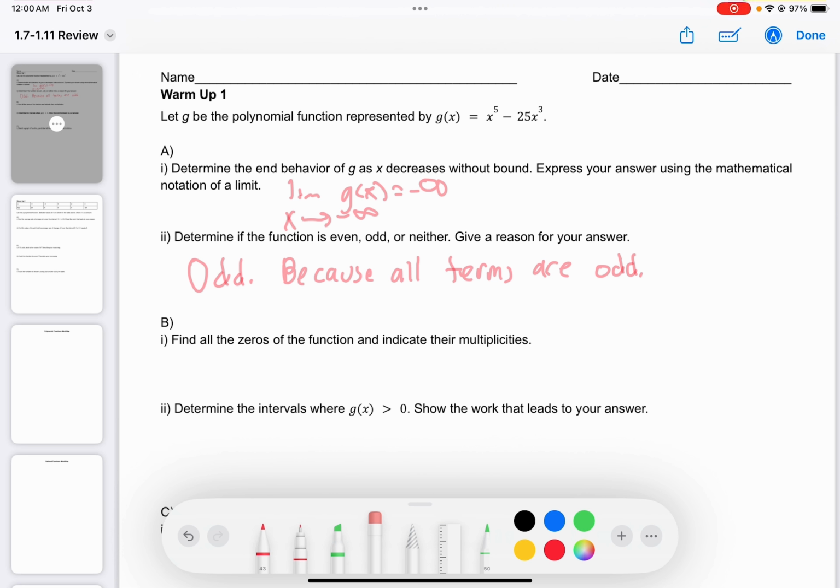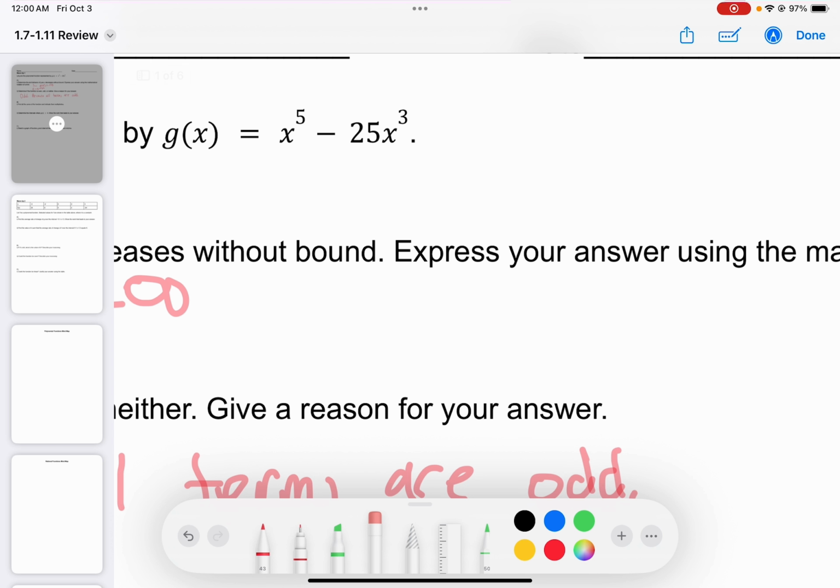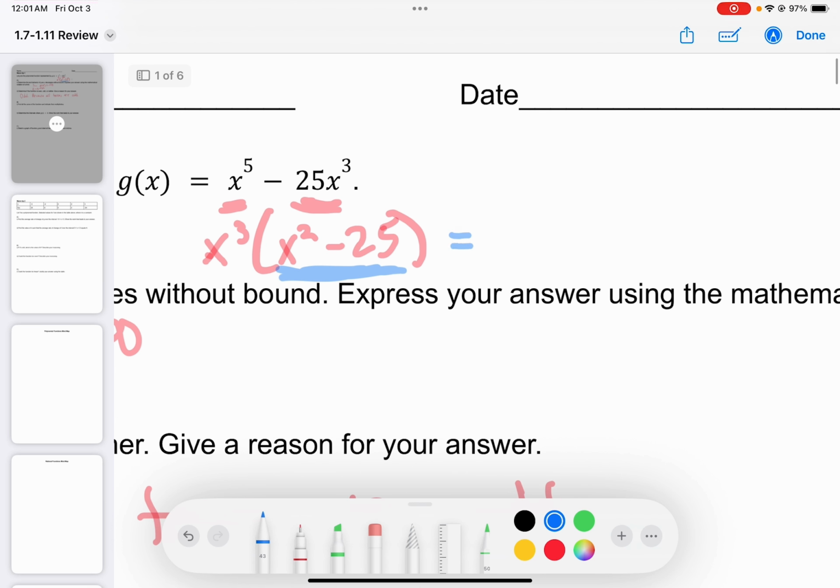All right, part B, find all the zeros of the function and indicate their multiplicities. Well, this was given to us in standard form, but for us to find the zeros, we need to be in factored form. So I'm going to need to factor this. We can see that each term here has an x to the third inside of it. So I can pull out an x to the third and rewrite this as x to the third times x squared minus 25, right? I divided out x to the third from each term. But this can still be factored. This can be factored to x to the third times x minus 5 times x plus 5.